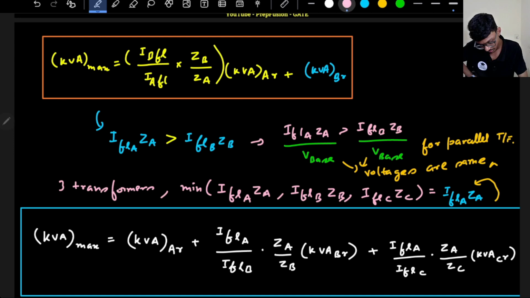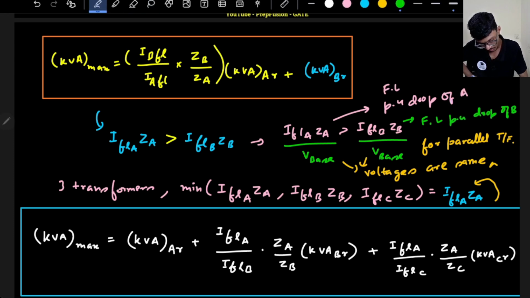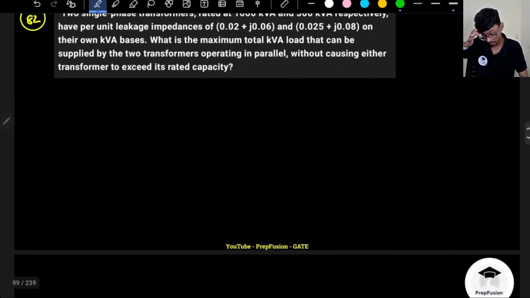Okay, so that's why this can be written as the per unit drop: full load per unit drop of A, and this can be written as full load per unit drop of B. I know it's a bit messy, but just bear with me. Okay, so we can compare the full load per unit drop as well. There is no problem with that. Okay, so I will come back here. So we can directly write.